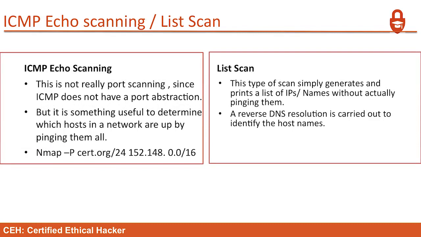ICMP echo scanning, or a list scan. So ICMP echo scanning, this is not really port scanning, since ICMP does not have a port abstraction, but it is sometimes useful to determine which hosts in a network are up by pinging them all. So that's an echo scan. And then a list scan, this type of scan simply generates and prints a list of IPs and names without actually pinging them. A reverse DNS resolution is carried out to identify the host names. So this is a little bit different from what we were previously talking about.